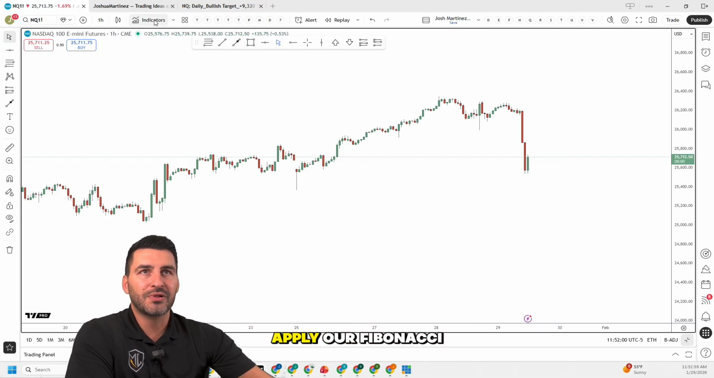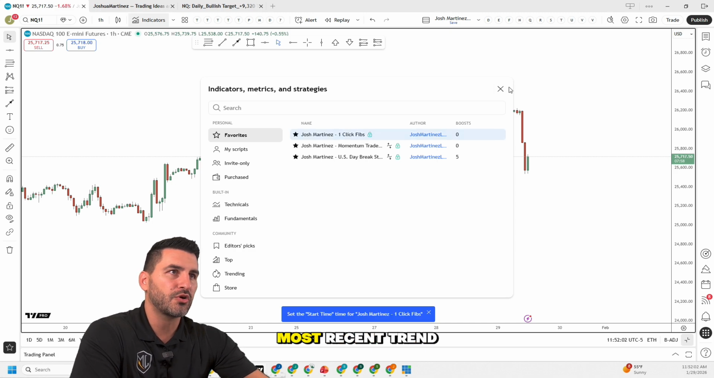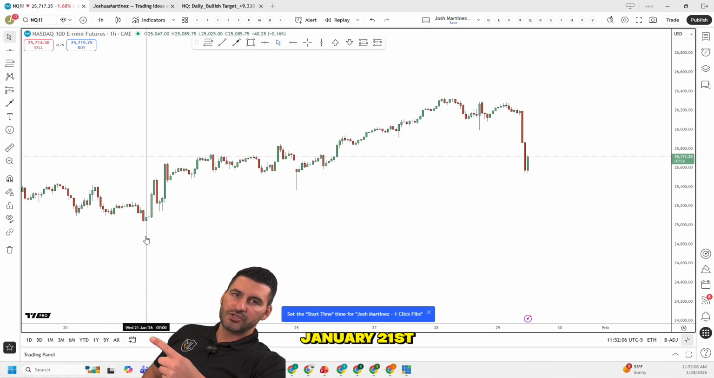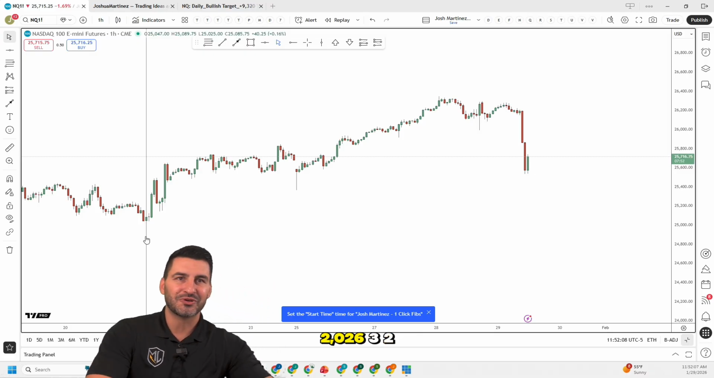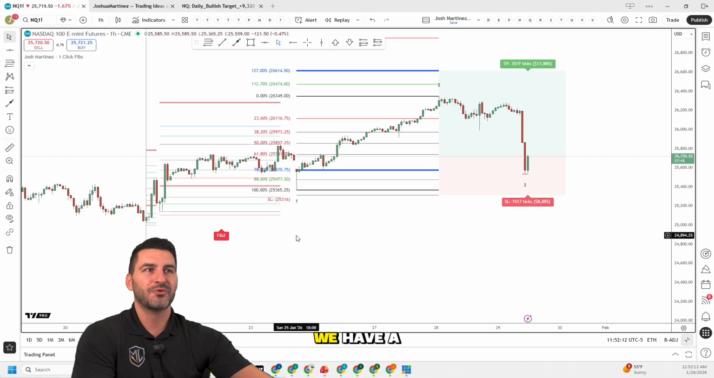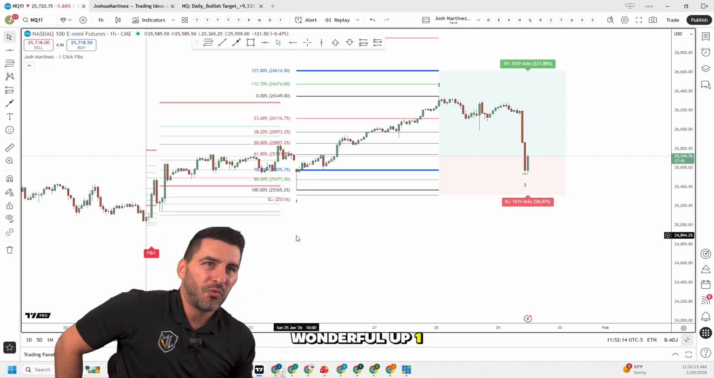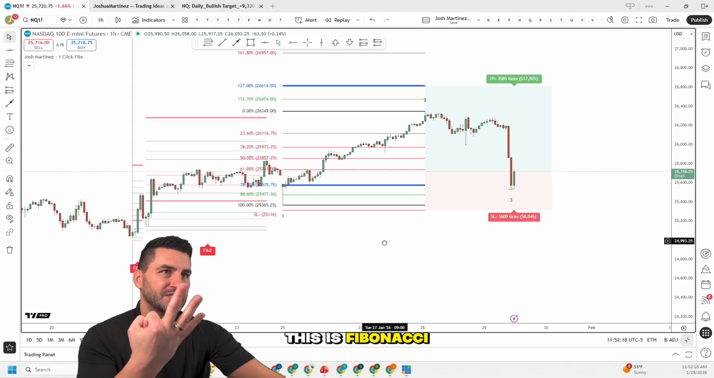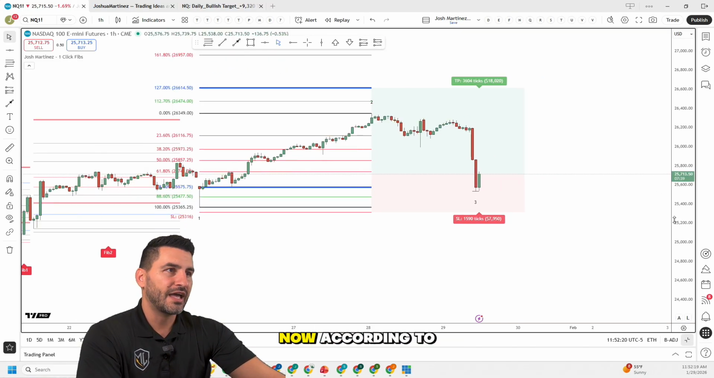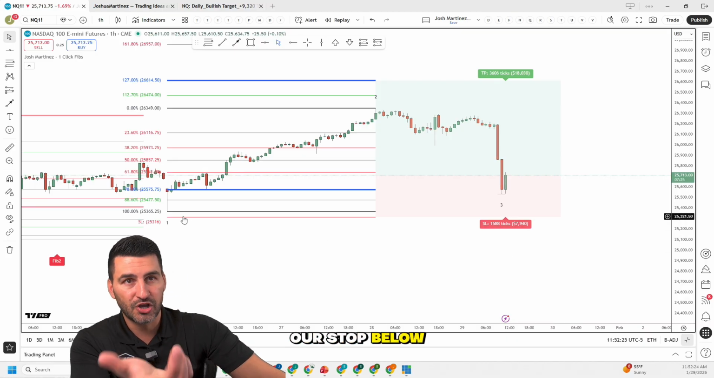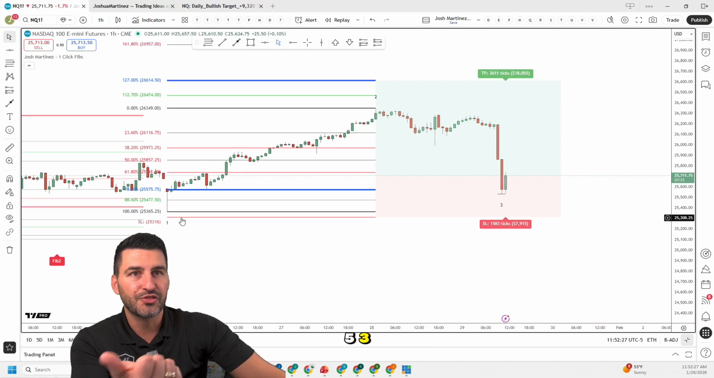And so if we were to apply our Fibonacci sequence starting from the most recent trend, which is from January 21st, 2026, 3, 2, 1, click, we can begin to see that we have a wonderful up 1, 2 boundary. We have 1, 2 Fibonacci's have already worked. This is Fibonacci sequence number 3. Now, according to the Fibonacci sequence, we could place our stop below the 1 boundary, which is 25316.